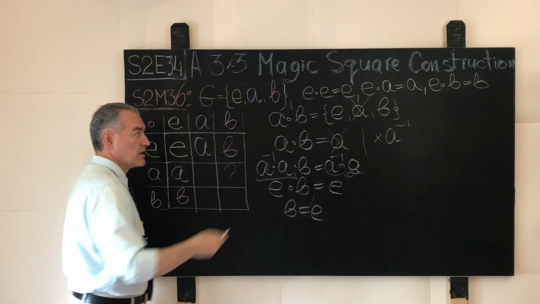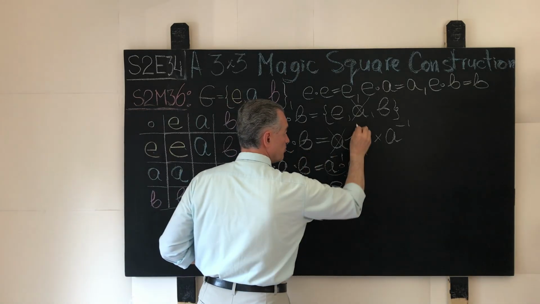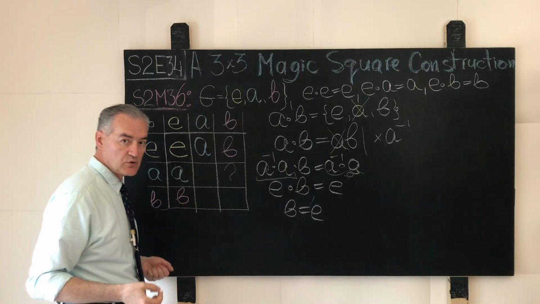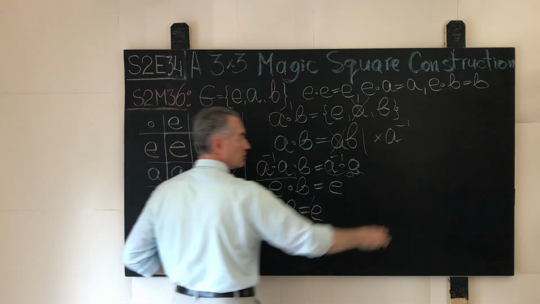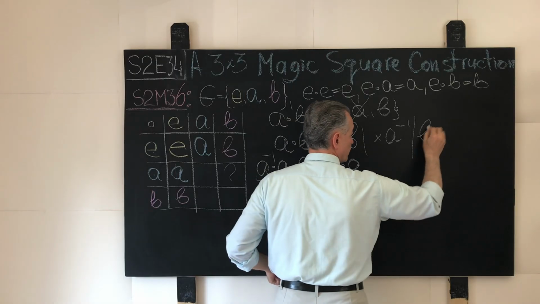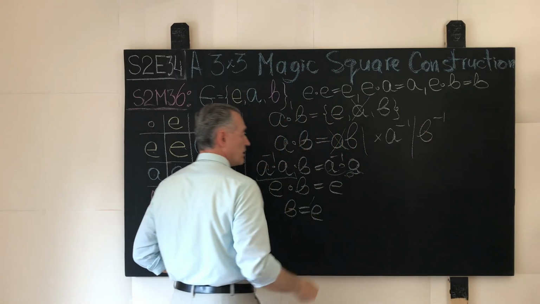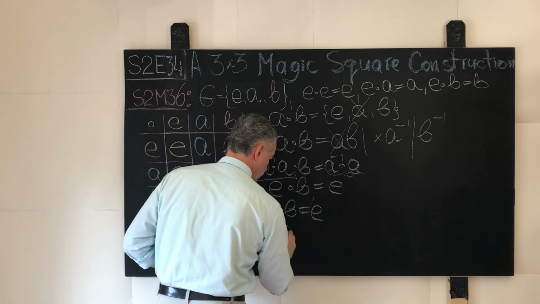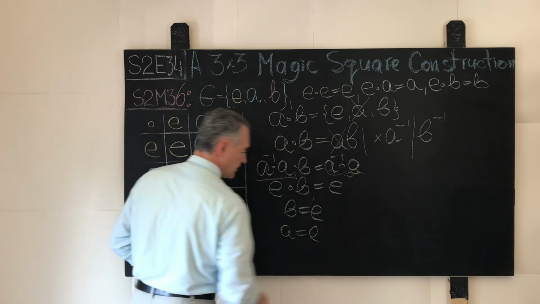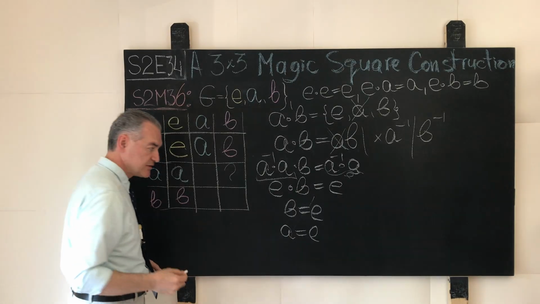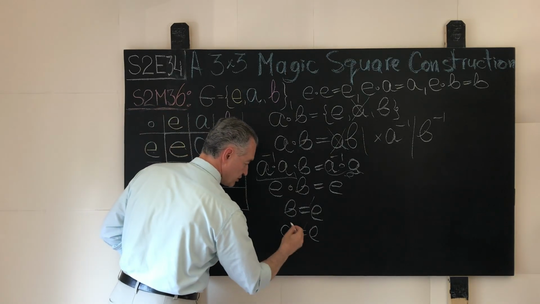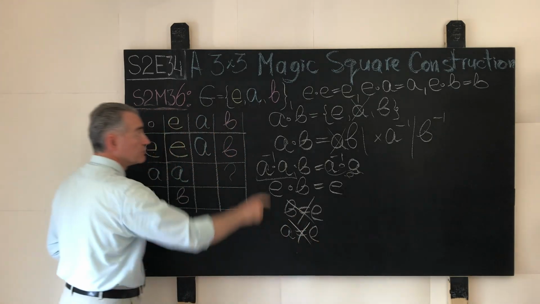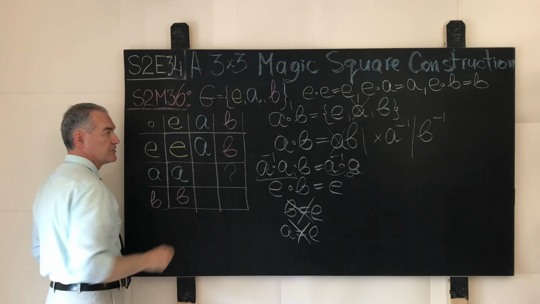Eliminate it. By the same token, can this product be equal to B? Well, it's not difficult to see. We'll execute the same maneuver, but this time we will multiply this equality by the inverse of B from the right. And then we will have A equal to E. Is that possible? No, it is not possible. This is absurd, a contradiction. Every element in the group is unique or distinct.